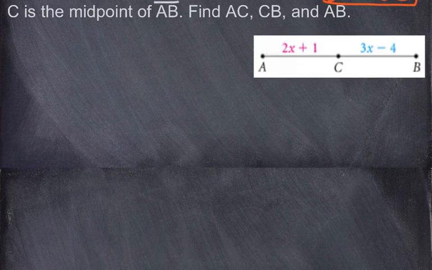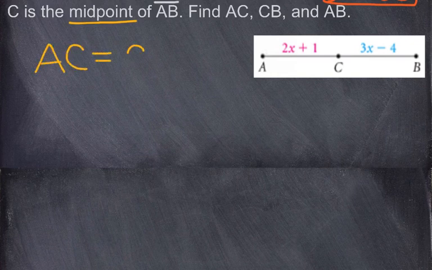C is the midpoint of AB. Find AC, CB, and AB. Now notice it gives us no specific numbers for an entire section. But the key word here is midpoint. Again, a midpoint is directly halfway between two other points. So what does that mean? It means that the length of AC is equal to the length of CB, because C is a midpoint.